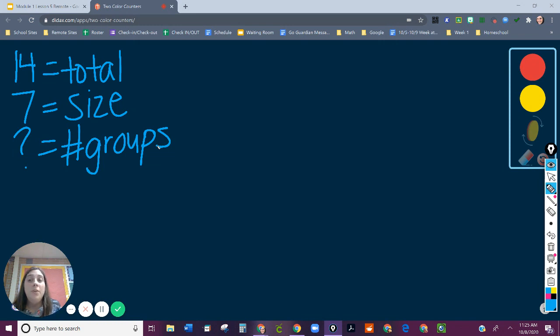Okay, now that you have 14 counters, you're going to make groups of 7 until you've used all of the counters. So you're going to count and move the counters all into one group. And each group is going to have 7 counters in it. So go ahead and move those counters so that each group has 7 in it.